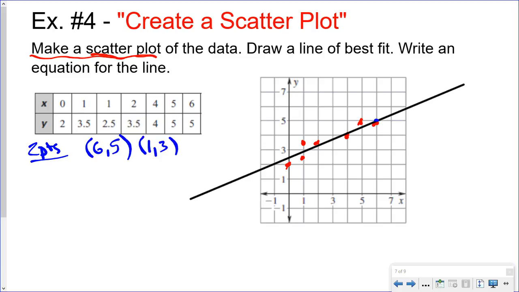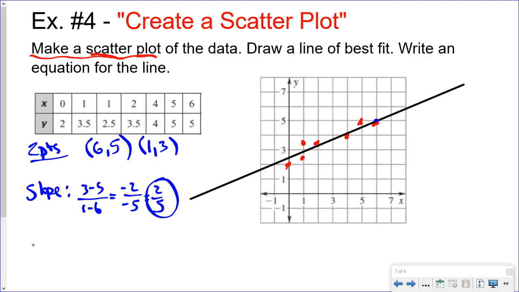All right. Now, once I get 1, 3, and 6, 5, I can do my slope. My slope is going to be 3 minus 5 over 1 minus 6. So I end up with a -2 over a -5. So that's 2/5, right? 2 over 5.